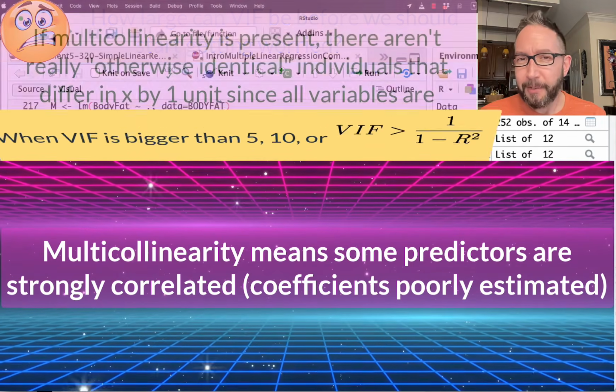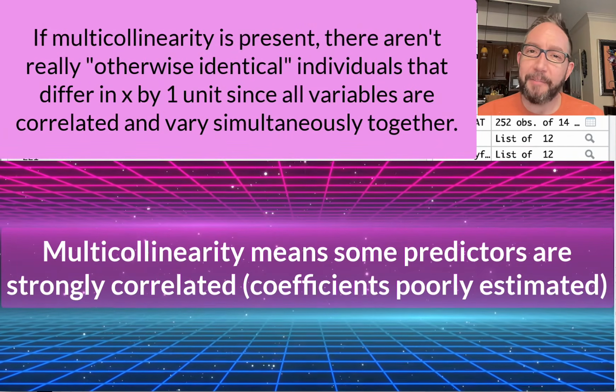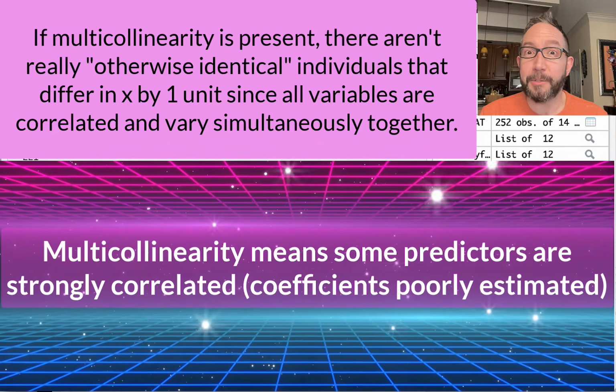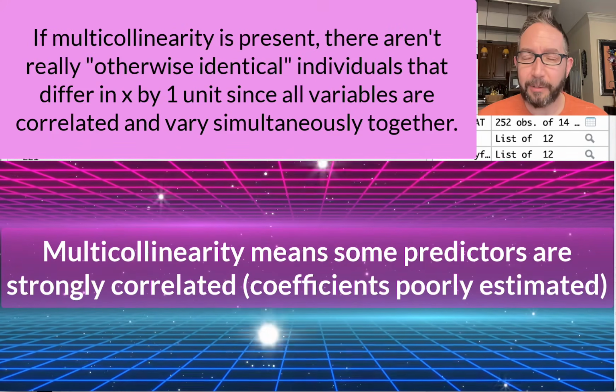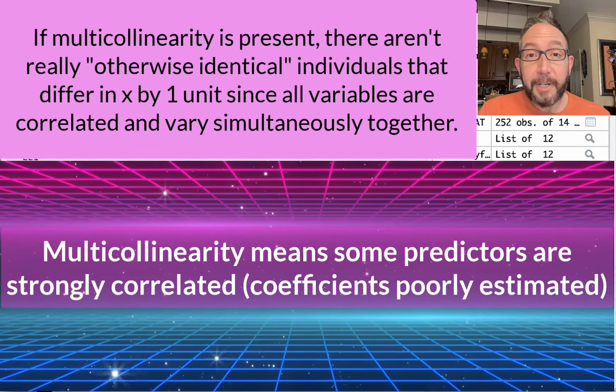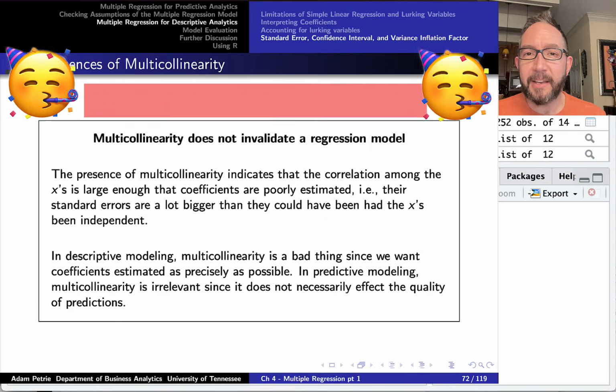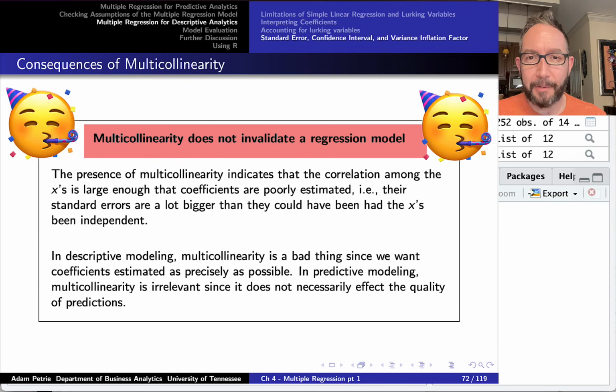So the consequence of a model being fraught with multicollinearity just means that the model's having trouble estimating those coefficients. If you're doing descriptive analytics, you have your work cut out for you because there aren't really individuals that differ in X by just 1 unit and that are identical otherwise, since these predictor variables are changing simultaneously with their correlations. So multicollinearity indicates to us that the coefficients of the predictors aren't being well estimated, but the key thing is that the presence of multicollinearity doesn't invalidate the model. The model's still good, it's just having issues estimating those coefficients with nice precision.